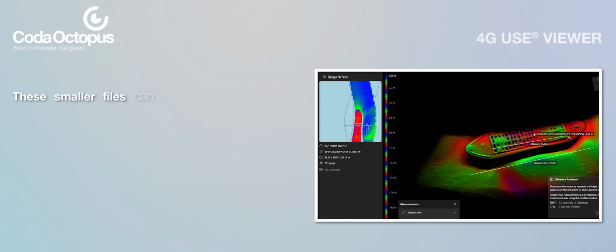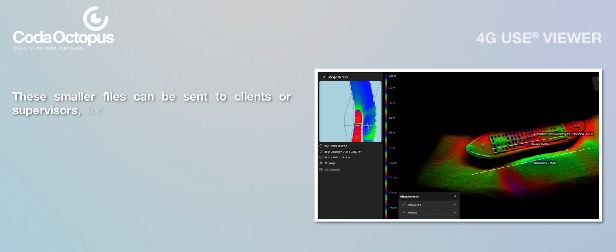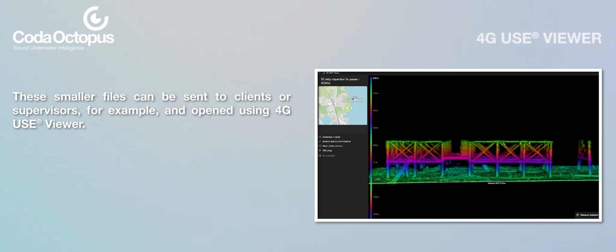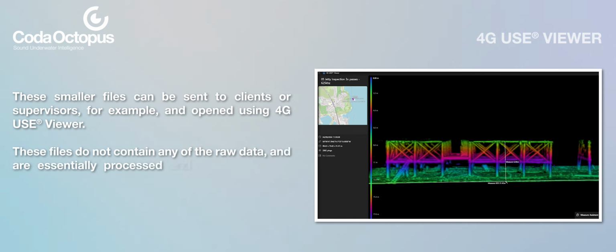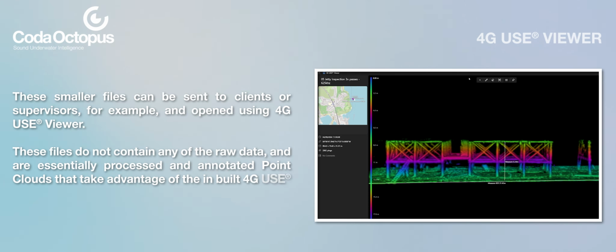These smaller files can be sent to clients or supervisors, for example, and opened using 4G Use Viewer. These files do not contain any of the raw data and are essentially processed, annotated point clouds that take advantage of the inbuilt 4G Use rendering engine.